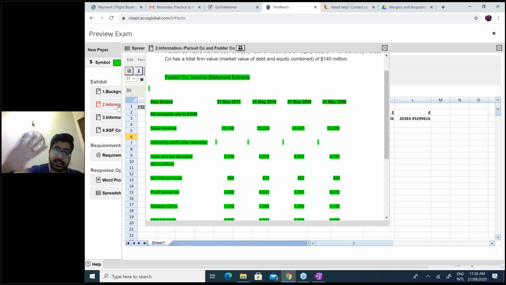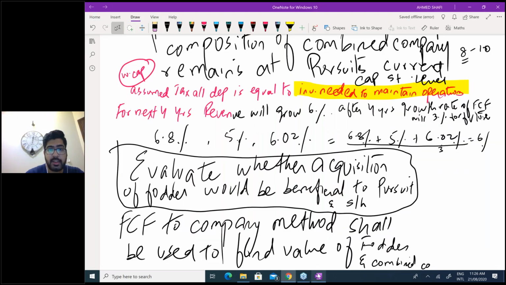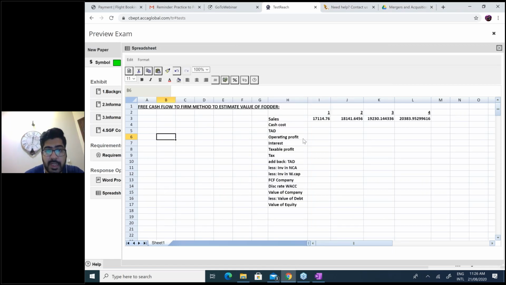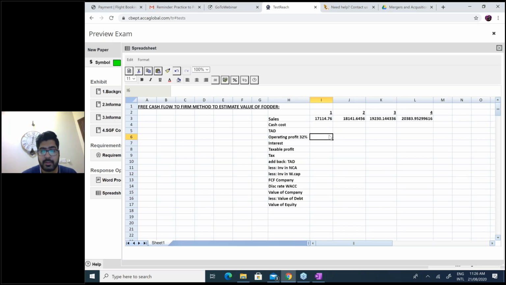This operating profit comes after deducting cash cost and TD. Since the question hasn't provided any information about cash cost and TD, I will also ensure the same thing. I won't write cash cost and TD. Direct operating profit, which is 32%, because that's after cash cost and TD. So here, 32%.